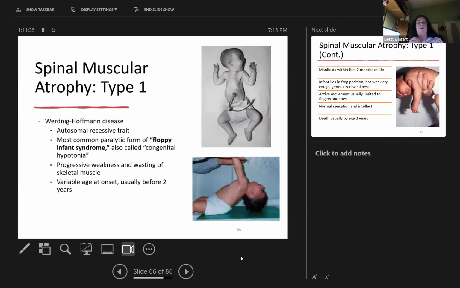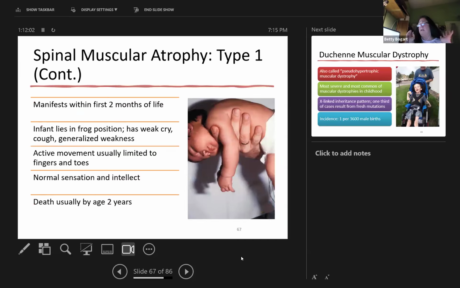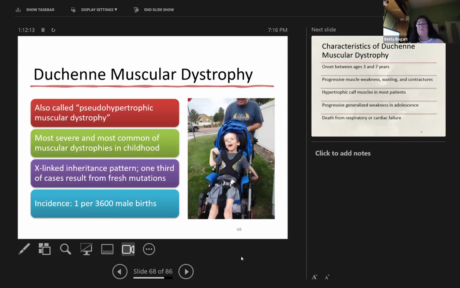Now, here are some muscular dystrophies. I'm going to mention two. This one is Werdnig-Hoffmann, and it's also called floppy infant syndrome. This is again muscle wasting, wasting of skeletal muscles. These children have very poor tone. They're not going to lift their heads, they're floppy, and they sort of lay in this frog-like position. Their cry is weak, no muscles, etc. And it progresses. And by the age of 2, they usually die. So that's a really sad one.